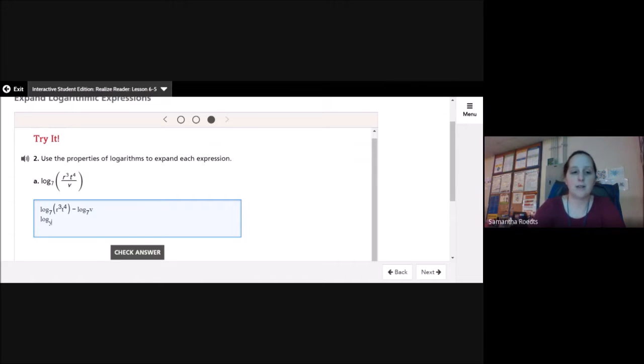So I have log base 7 of r cubed plus log base 7 of t to the 4th minus log base 7 of v. Okay, and then I can use the power property to bring that out in front. So I'll have to bring my exponents out in front. So I have 3 log base 7 r plus 4 log base 7 t minus log base 7 v.